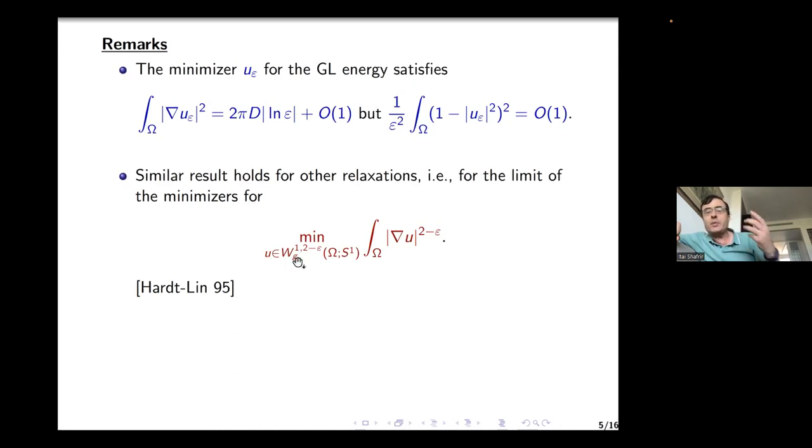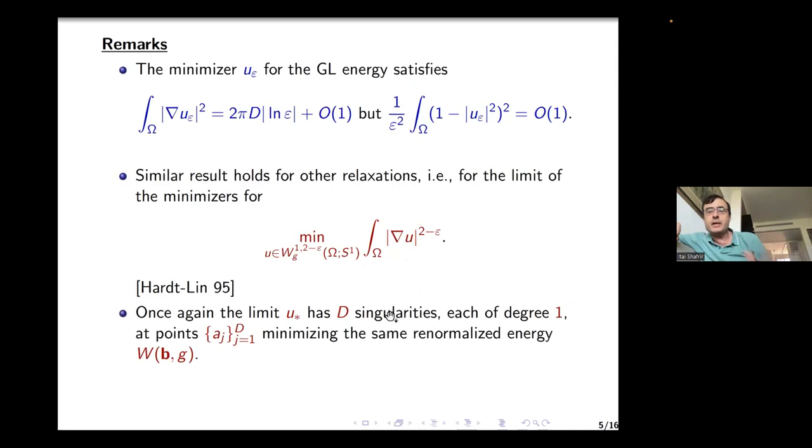Hardt and Lin consider another way to relax the problem. If you work with the L^p energy of the gradient with p smaller than two, instead of gradient u squared, then this space W^{1,2-epsilon} with values in S1 is not empty, so you can stay with S1-valued maps, and there is a minimum. And you can study the limits of the minimizers for this as epsilon goes to zero. And you find the same thing. The limit will be u star as before, and the location of the singularities, exactly d singularities, can again be found by minimizing the renormalized energy.